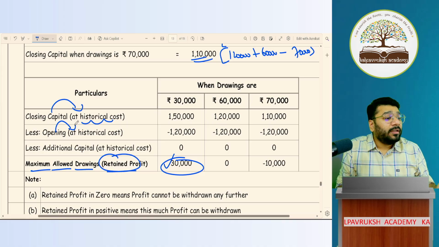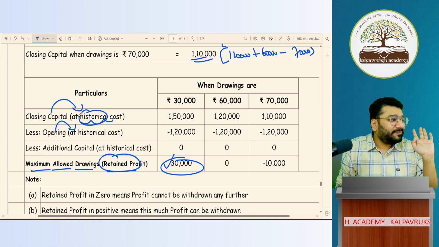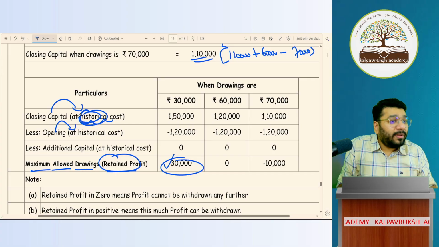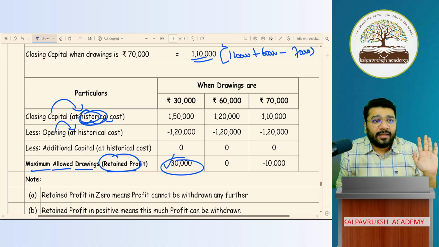Got it? Now you'll understand the significance of this word when I do method 2 and method 3. Only then will its value be understood. Today you won't understand anything. Got it, not got it? Clear or not clear? Okay.